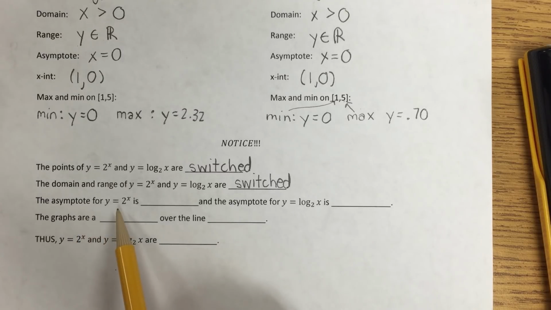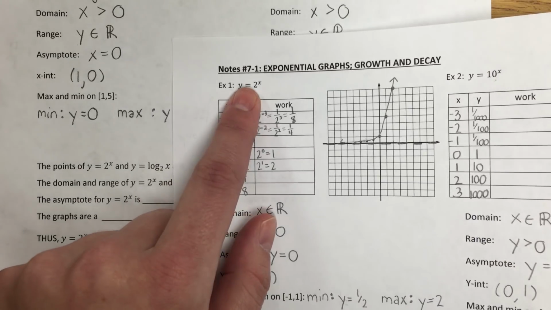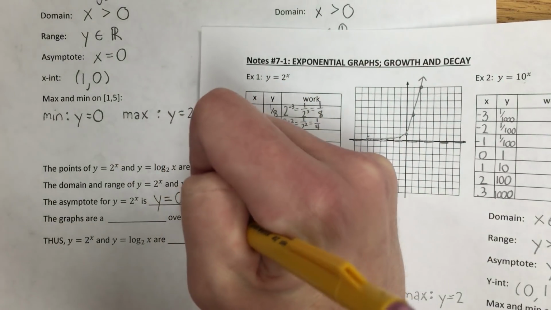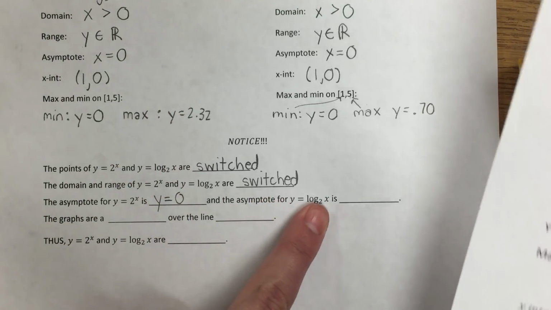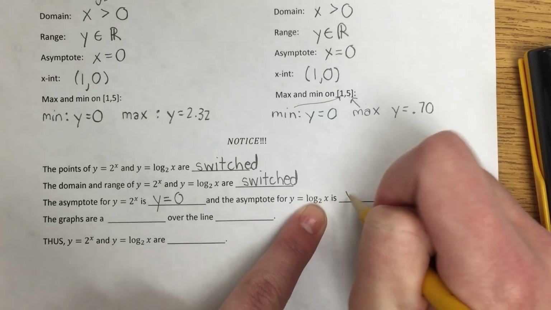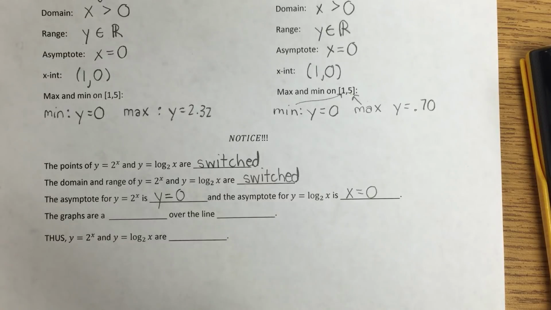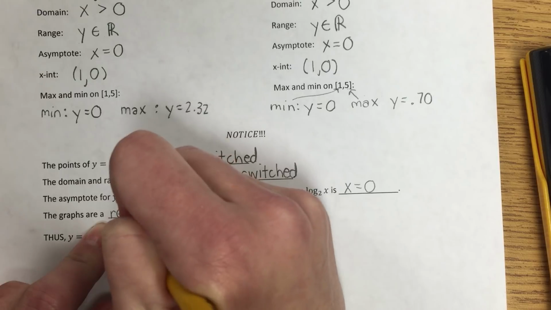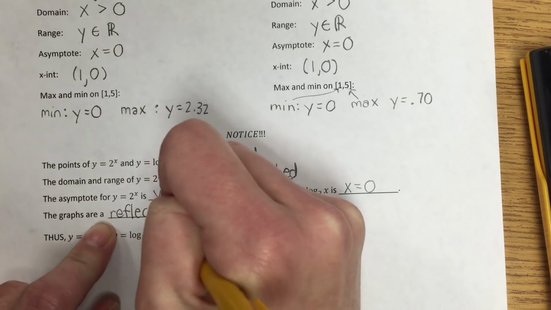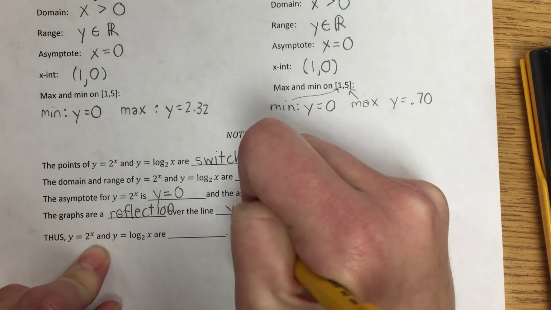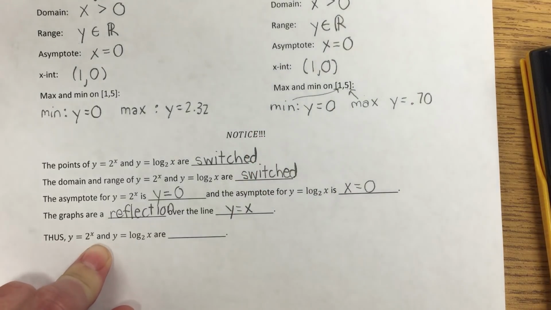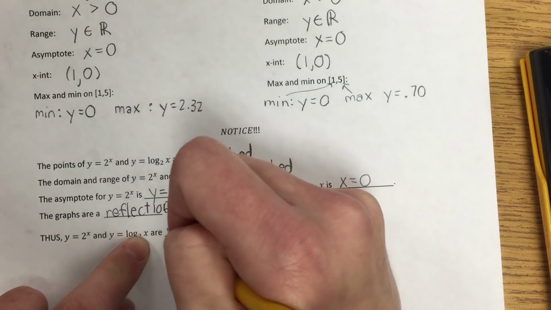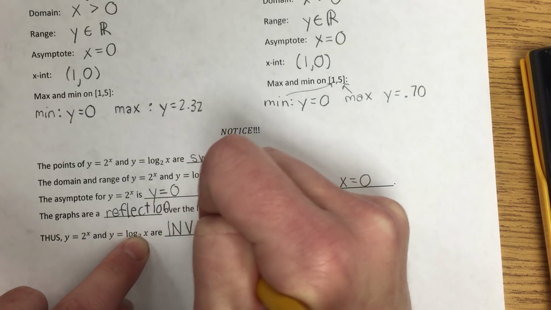So the asymptote for y equals 2 to the x, remember when we referred to y equals 2 to the x, was y equals 0. And the asymptote for log base 2 of x was x equals 0. So the graphs are, if you already guessed it, a reflection over the line y equals x. Thus, big point, y equals 2 to the x and y equals log base 2 of x are inverses.